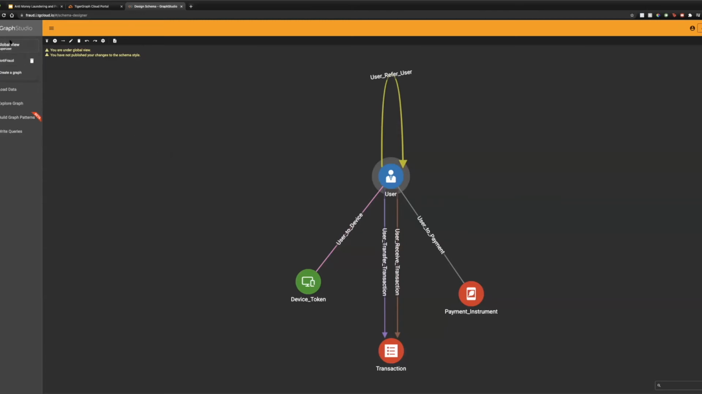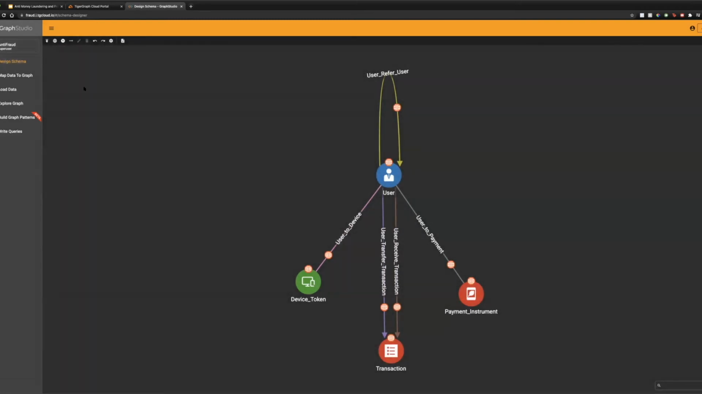So one thing to note, this is our global view. It's kind of an overview. To get into our actual graph, we'll need to click on the graph itself. This one's called anti-fraud.